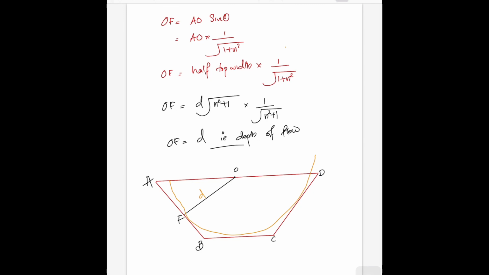So I wish to repeat it once again. ABCD is our trapezoid. We have marked the midpoint of the top width and we have dropped a perpendicular towards the side slope. And we have just found out that OF is equal to the depth of flow. And if we draw a semicircle with O as center and OF as radius, this line AB will not cross that semicircle, and the semicircle will not be at a very high distance from AB either. The semicircle will just touch and go, thus making AB tangent to that semicircle.